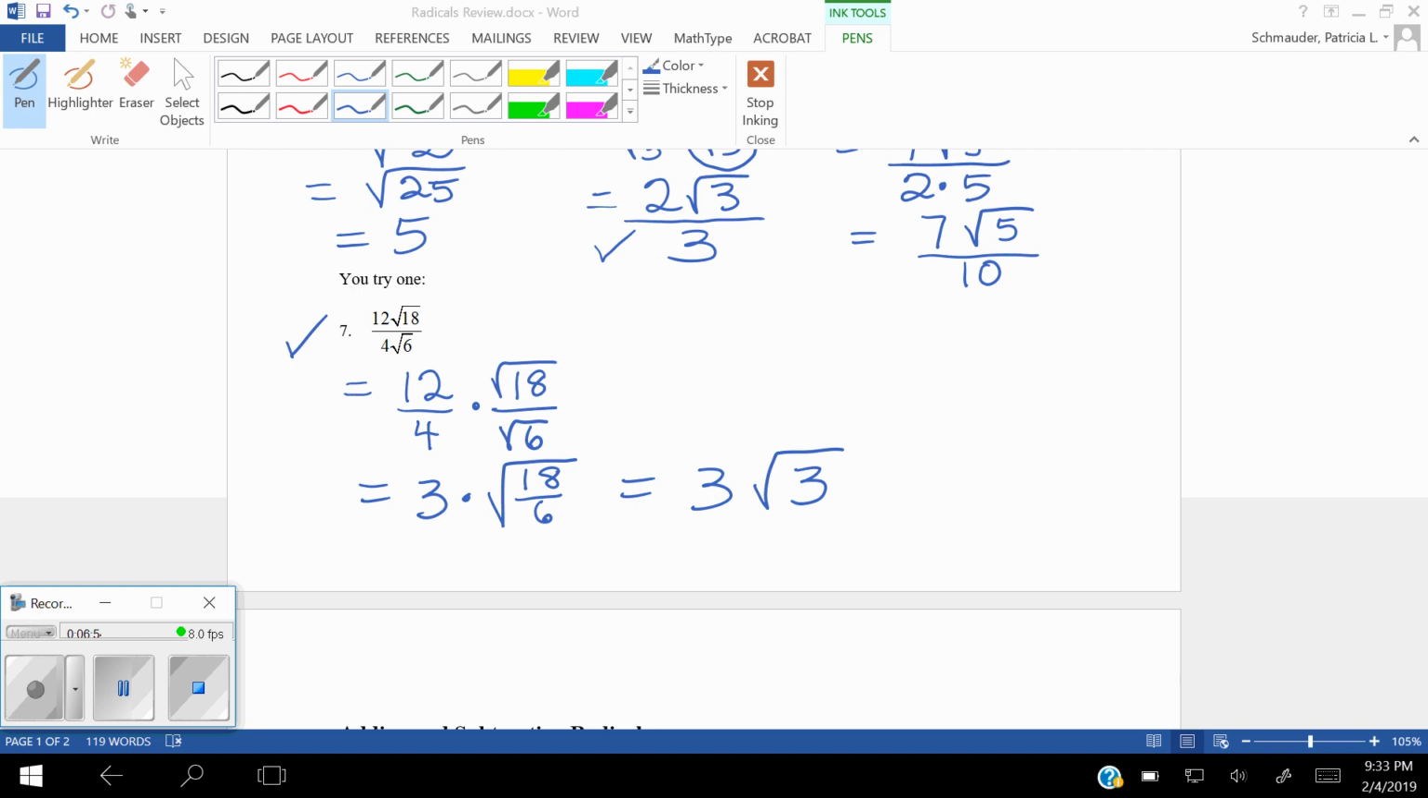Okay, hopefully you realize that if I take this 12 over 4 here, that I can simplify that to 3. So I just really split these up. And then I've got my square root of 18 over the square root of 6. I can apply my quotient property that says I can take the quotient first and then take the square root of it. So when I put all that together using my properties, I end up with 3 times the square root of 3.